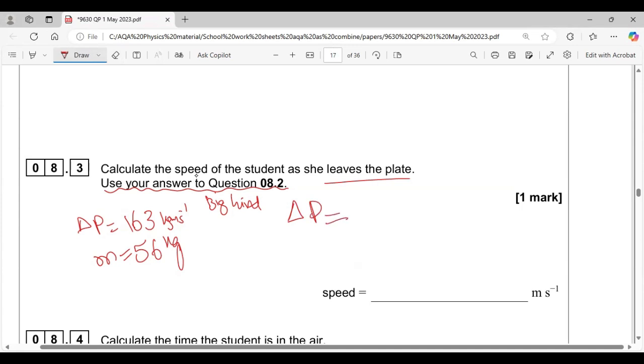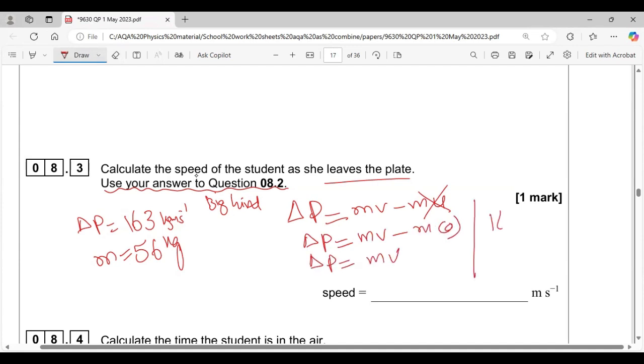So now you have to find the speed. Change in momentum is mv minus mu, and as u was at rest, u is 0. So change in momentum is mv minus m0, so change in momentum is mv. And now you put the value, change in momentum is 163, and mass is this, and you can find that. So divide, 163 divided by 56. So the speed is around 2.9, which is, I hope, within the range.